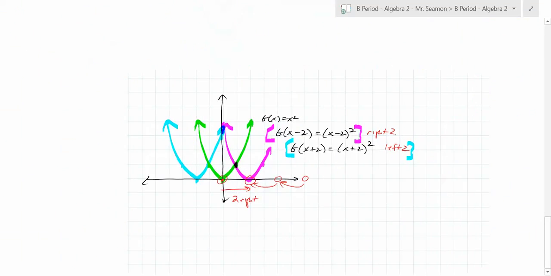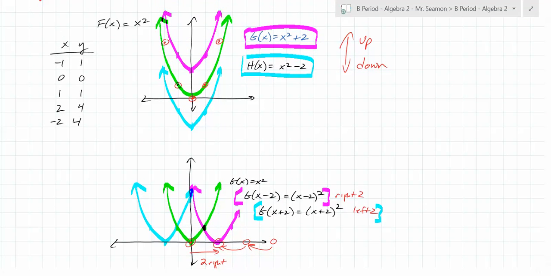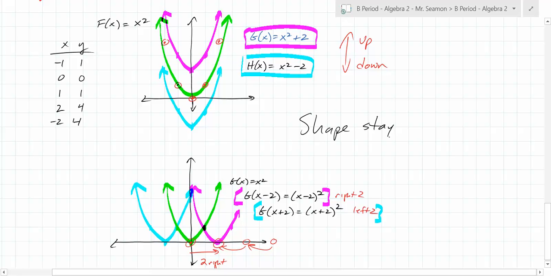So which directions can we now move in? Up and down, left and right. Have we changed the shape of any of these? No. Shape has remained the same. Shape stays the same.